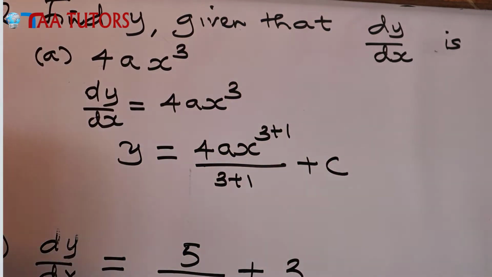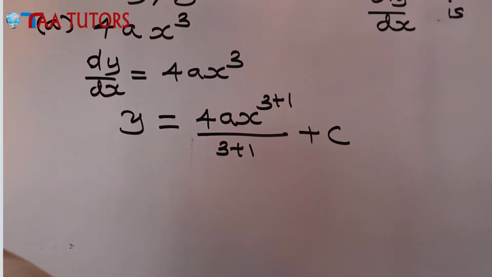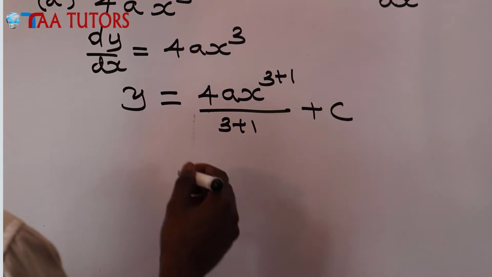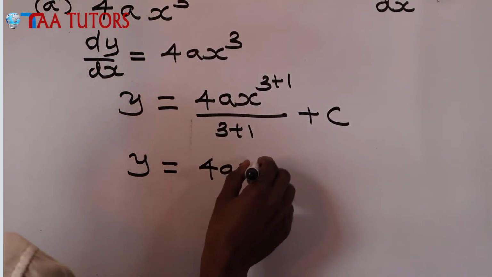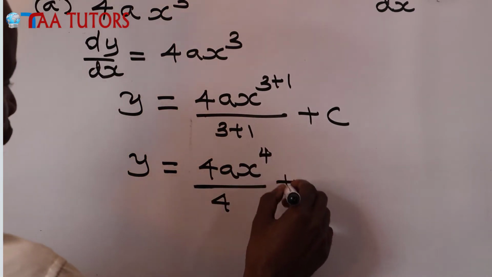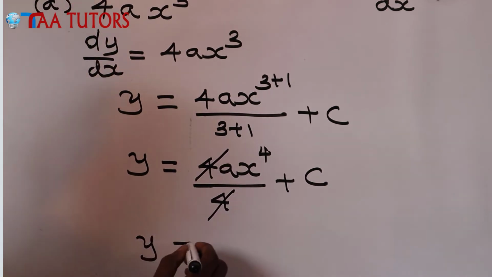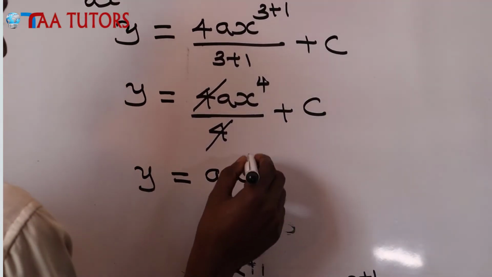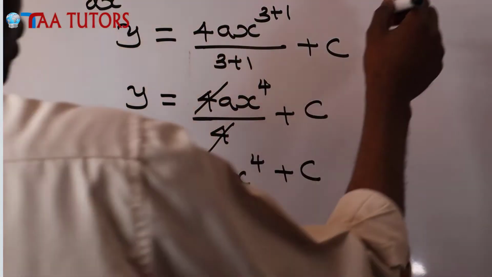So in this case, let us simplify. We know that 3 plus 1 is 4. So you are going to get something like 4ax power 4 divided by 4, then plus c. We know that 4 and 4 will cancel, so we'll get y equals ax power 4, then plus c. What about b?